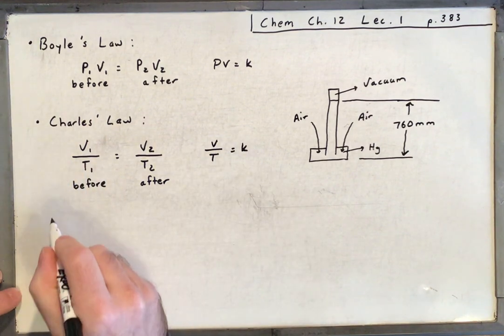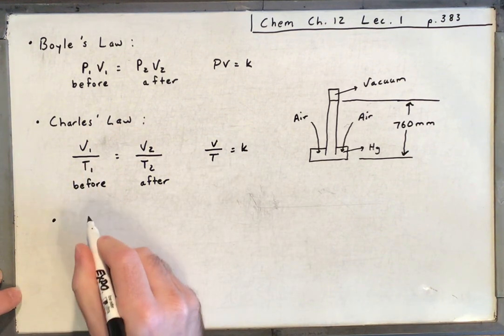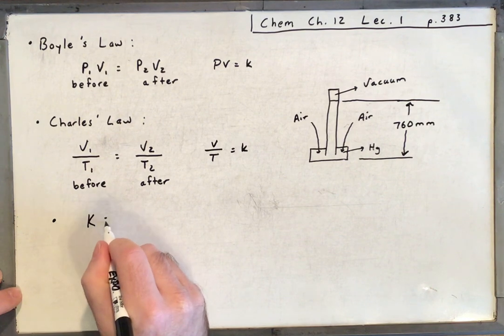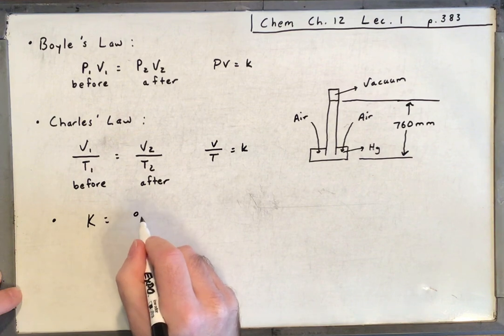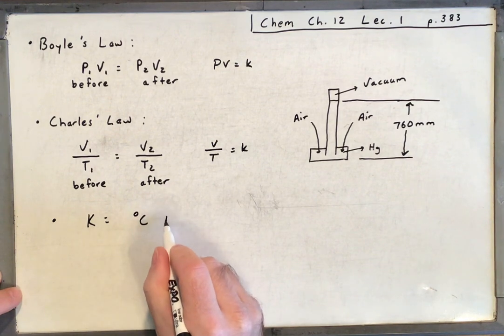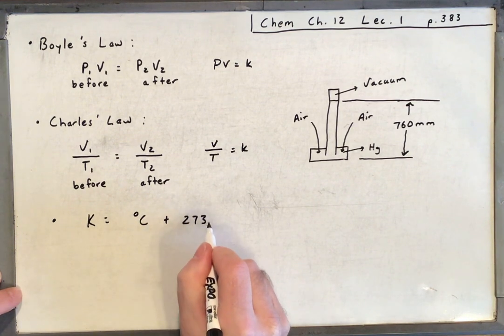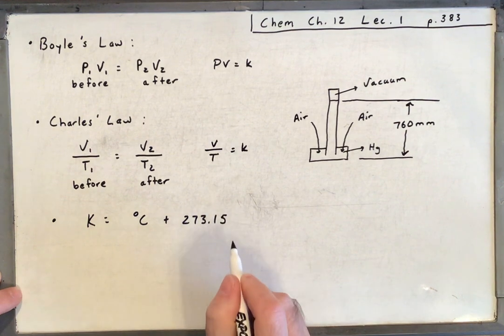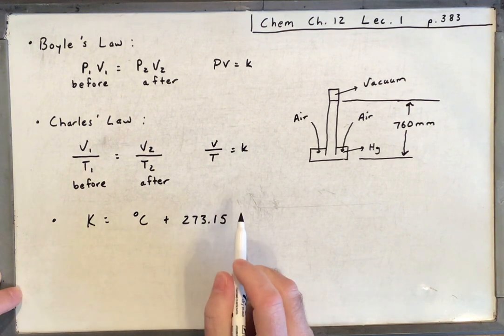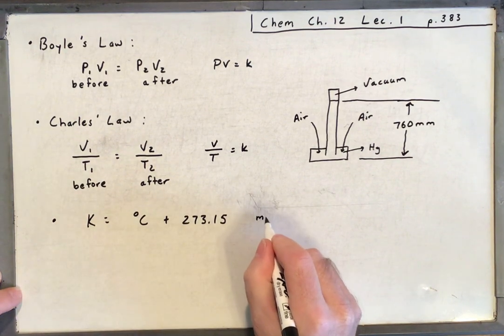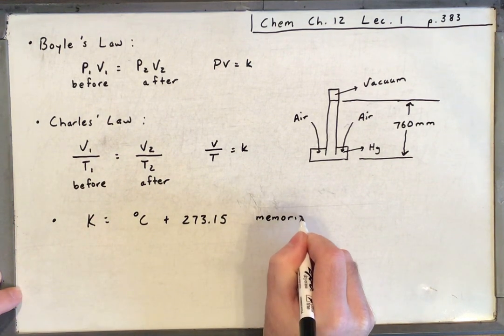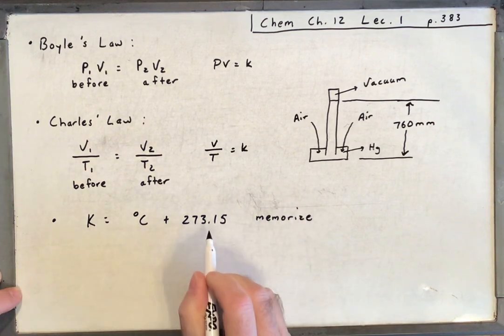Now, we used this in Chapter 2. The Kelvin temperature scale is what we have to use with Charles's law because it's an absolute scale. So it's degrees Celsius plus 273.15. You need to memorize this, which you've probably already memorized because we used it in prior chapters.